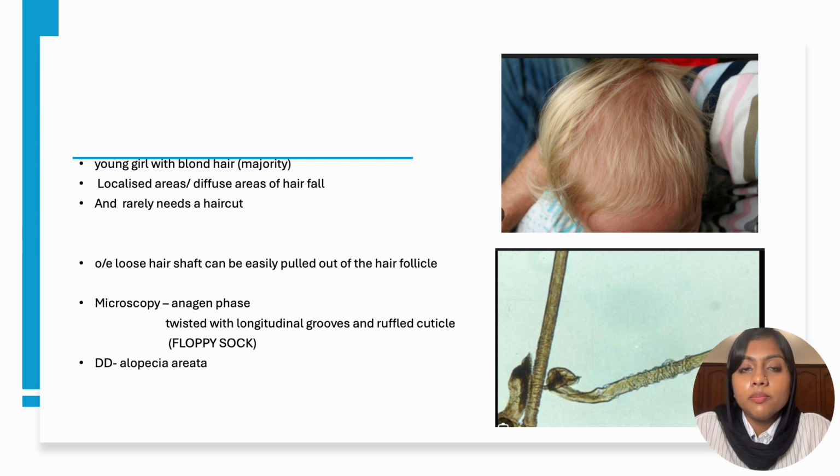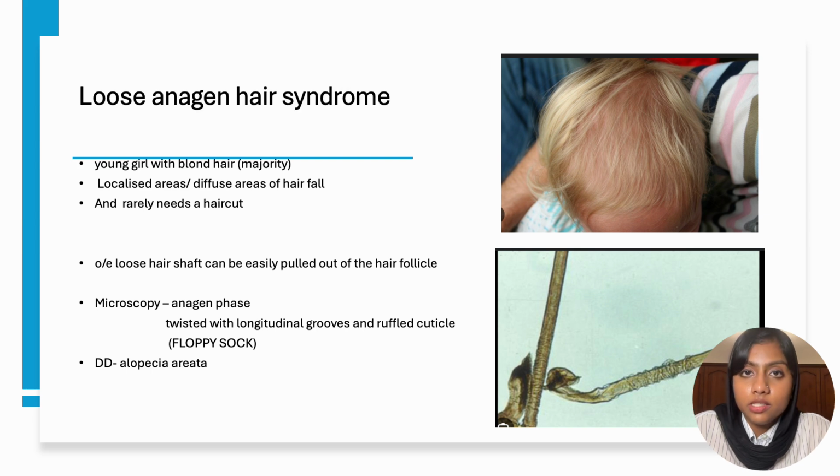When it comes to the treatment, generally loose anagen hair syndrome improves with age. So you can advise parents to follow soft hair grooming practices. Along with that, if it doesn't improve, biotin has been seen to be effective in a couple of cases. So that is something that you can try. So let's go for the next.